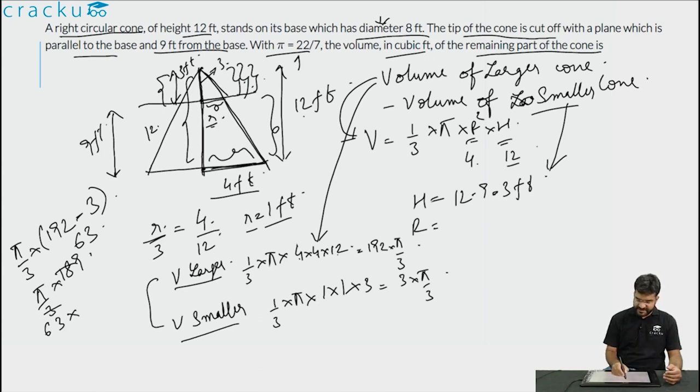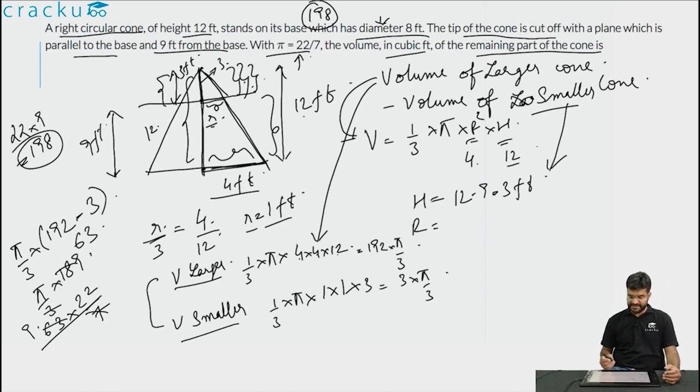But because they have given us that the value of pi can be approximated to 22 by 7, we will use that. Again, 63 by 7 is 9. So the answer is 22 into 9. Now 22 into 9 can be easily calculated as 198. So the required answer is 198 cubic feet.